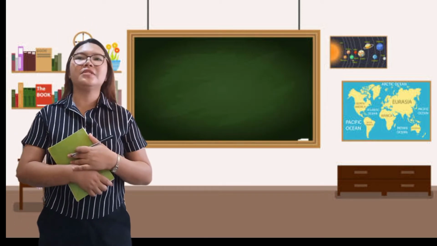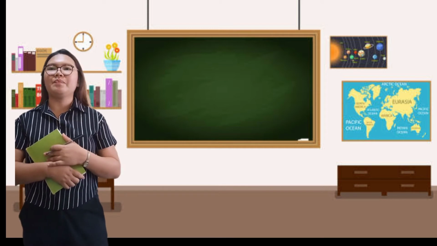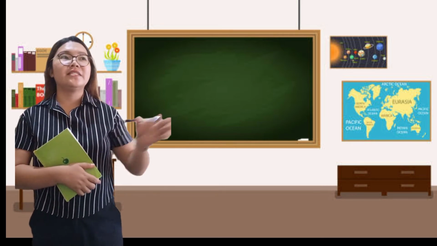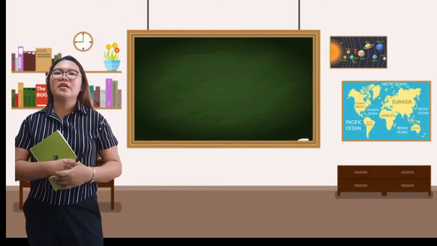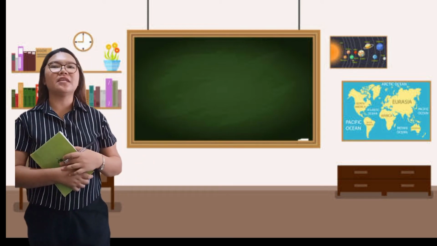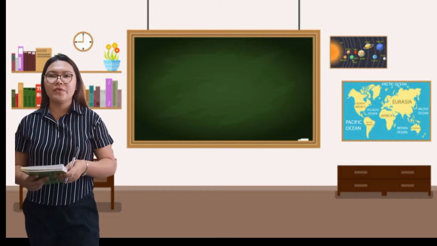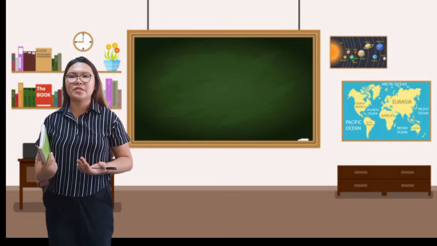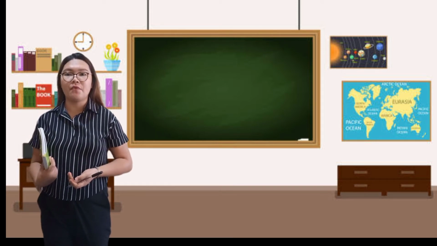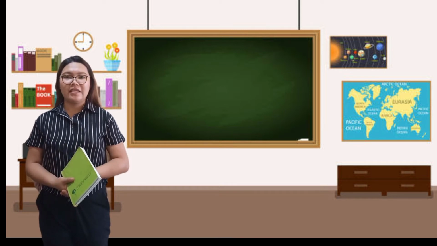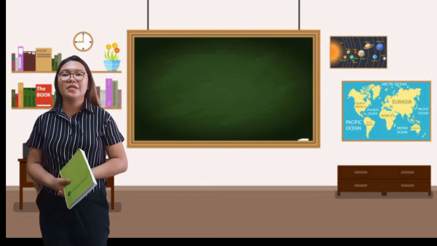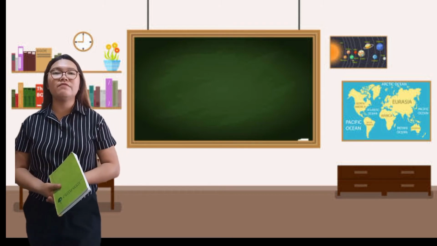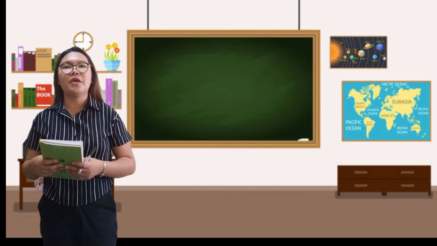So we are almost done with the lesson for today. Did everybody understand the lesson? Do you have any questions? If none, let's proceed to the next activity. So now I will divide the class into 4 groups. Kindly count yourselves from 1 to 4. Okay, is everyone already in their respective group? Let's start. So I will give each group this manila paper.